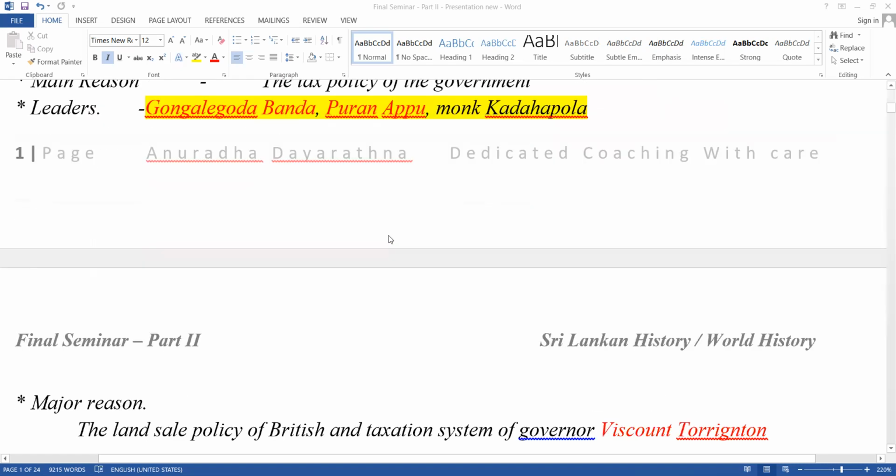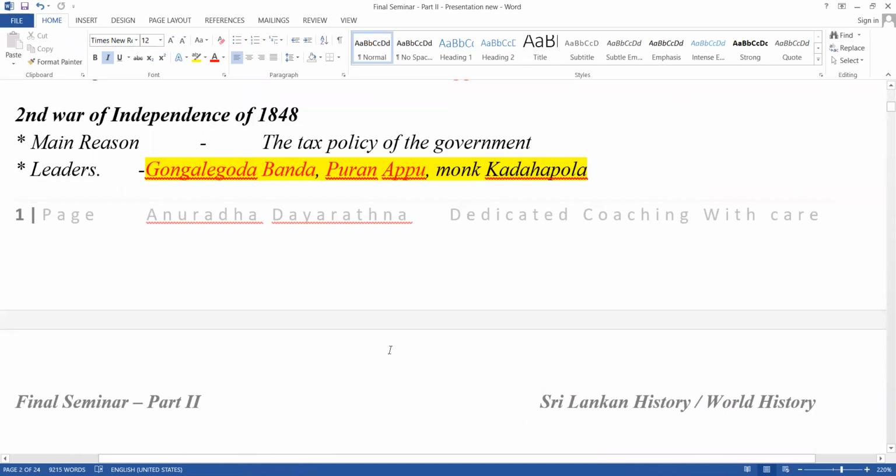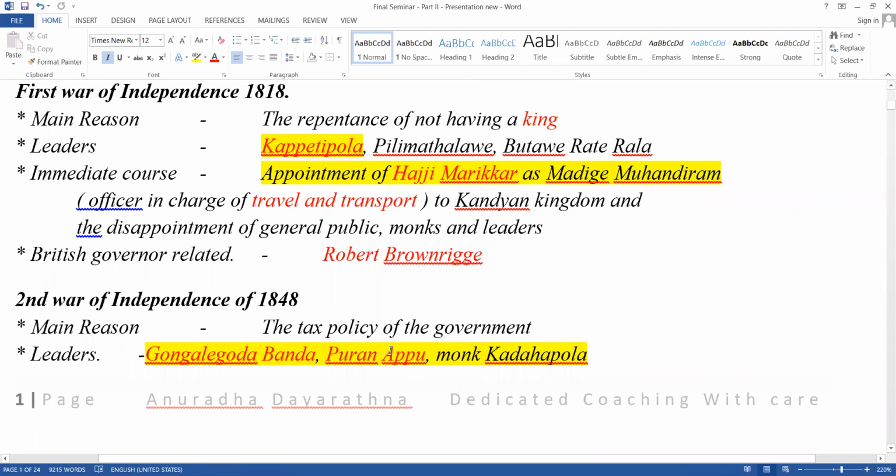Major reasons for the second invasion were the land sale policy of the British and the taxation system of Governor Viscount Torrington, who was governor at that time. Now we are going to discuss the major characteristics of constitutional reformations from Colebrooke up to the Second Republican constitution.